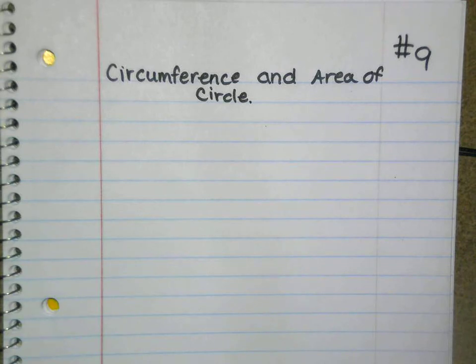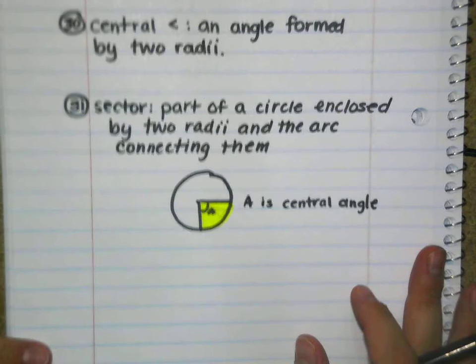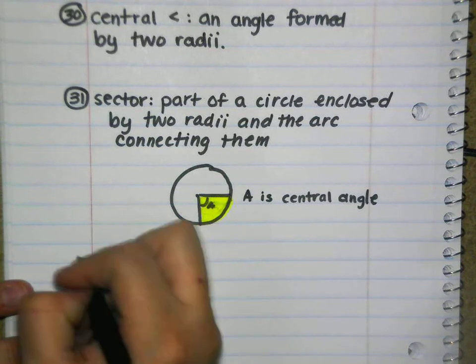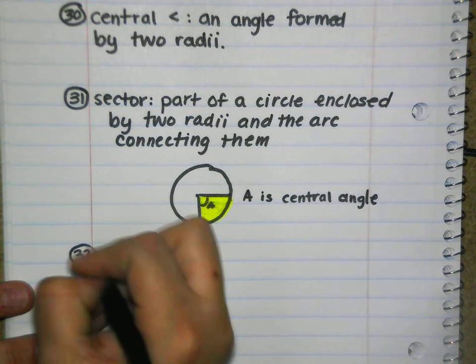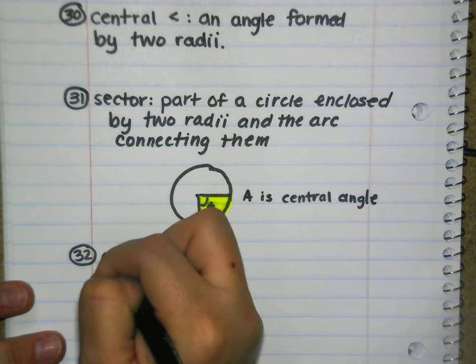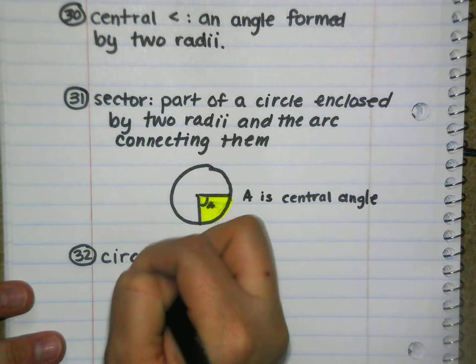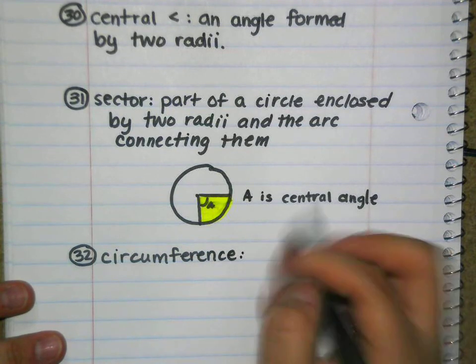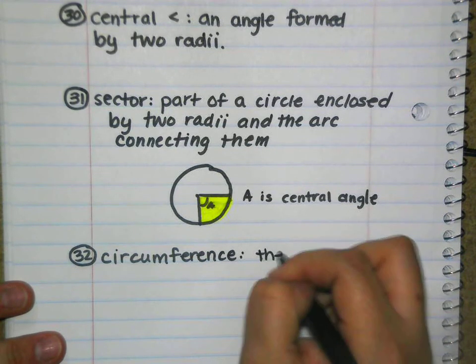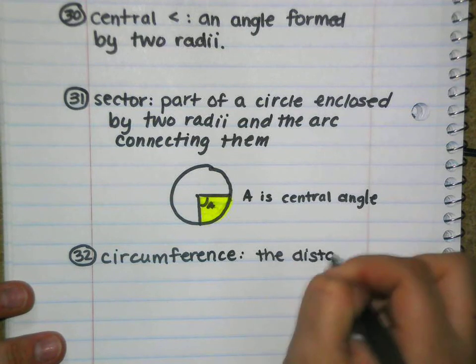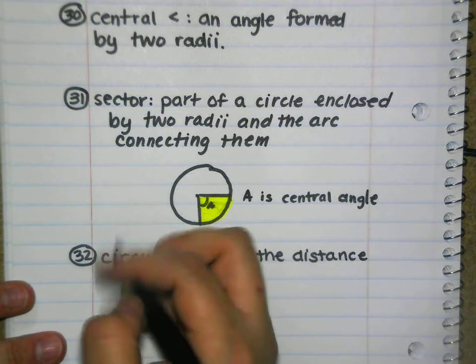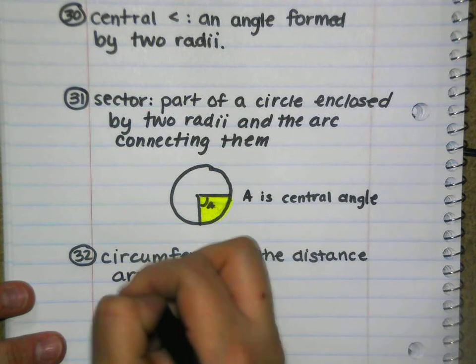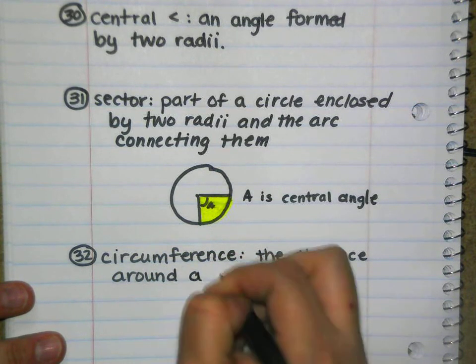Okay, we're going to start by defining some words in the back of our book. So you're going to head towards the back and find vocab number 32. Okay, 32 is going to be circumference, C-I-R-C-U-M-F-E-R-E-N-C-E. So the circumference is the distance around a circle. So we're going to say circumference and not perimeter. The distance around a circle.